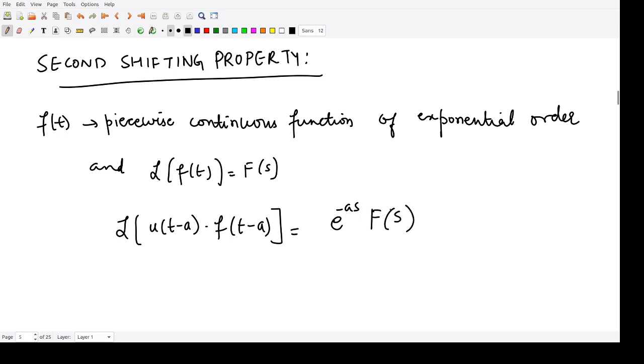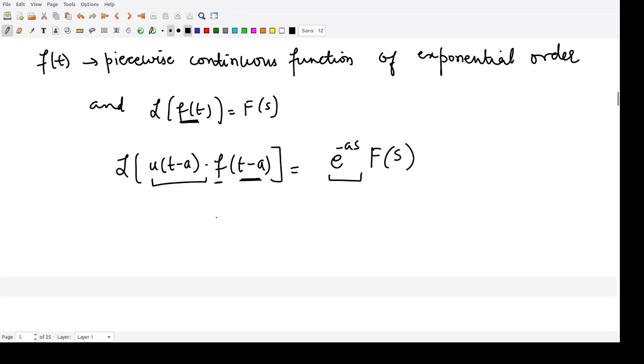So basically what you are saying is, whenever it is e to the power minus as, that is equal to that function shifted by a units to the right, and multiplied by this unit step function. So this is the second shifting property. This is very simple. So let us first see its proof.